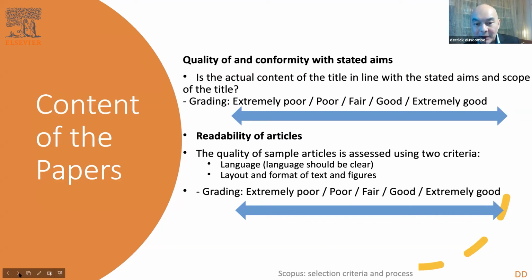And the quality of sample articles being assessed is assessed on two criteria here. Language, which should be very clear, short, sharp, and concise. And layout and format of text and figures. Again, it's all about consistency throughout your entire journal. Then comes the grading. You grade whether it's going to be extremely poor or extremely good. That decides on the content itself.